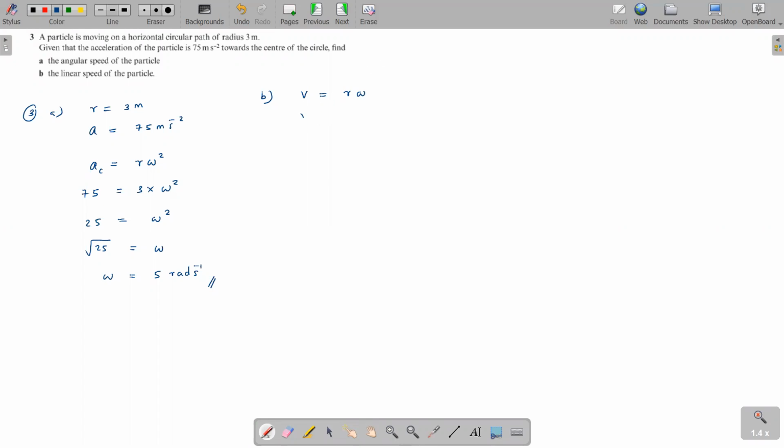So linear speed is what I'm trying to find. Radius is 3. Omega we just found as 5 radians per second. So it will be 3 into 5. So that's going to be 15, right? That's going to be 15 meters per second. Okay.